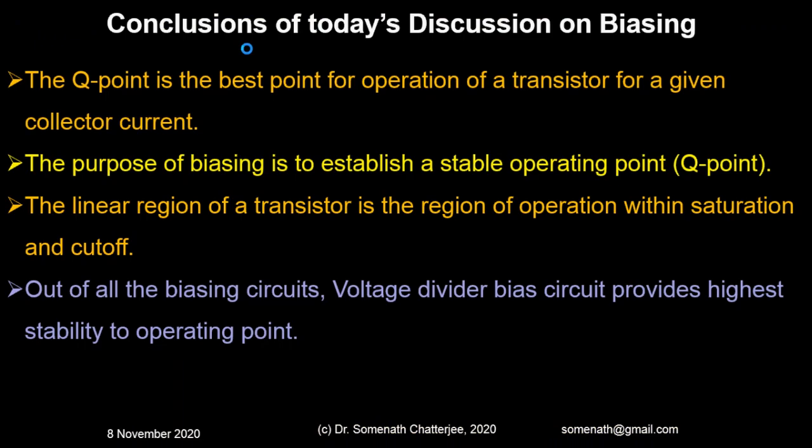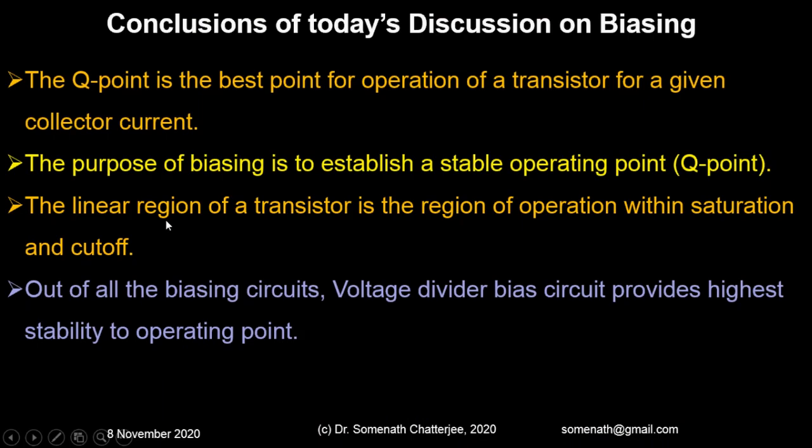So what are the conclusions of today's discussion on biasing? The Q point is the best point for operation of a transistor for a given collector current. This is what I started with in the first two slides. The purpose of biasing is to establish a stable operating point. That means the operating point should not shift, and it should not go to the saturation region or the cutoff region. It should be in the active region.